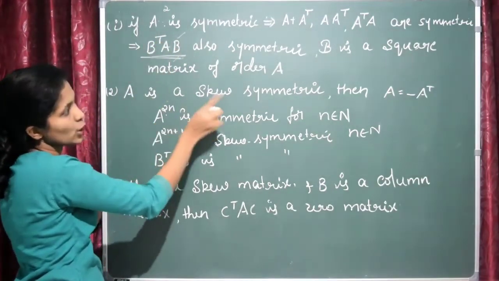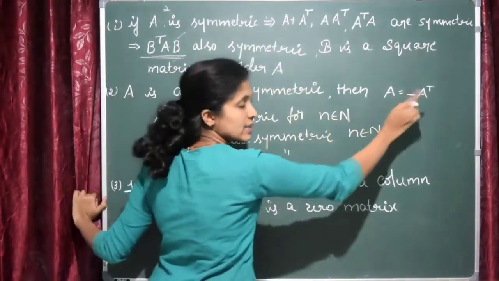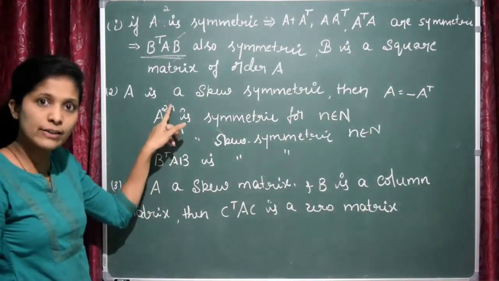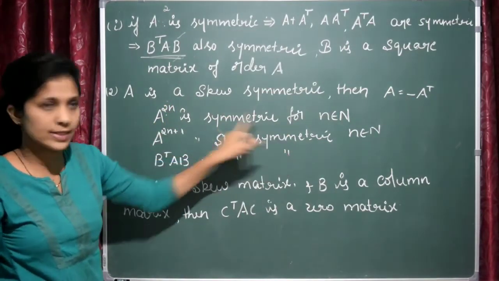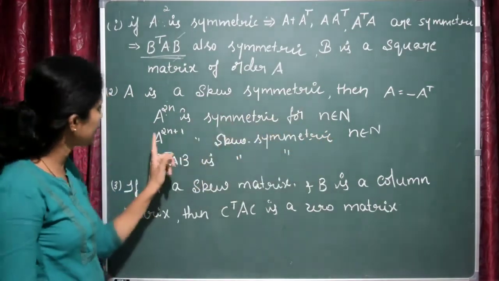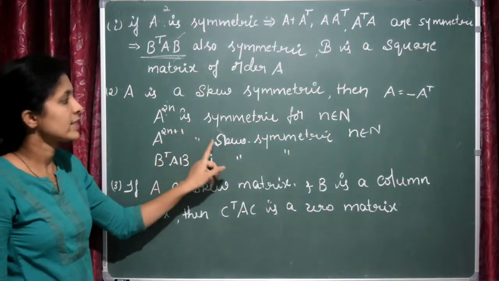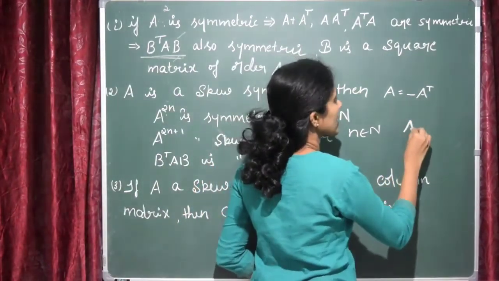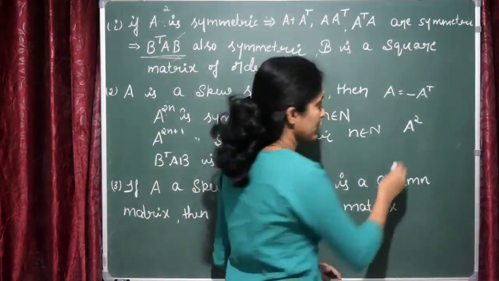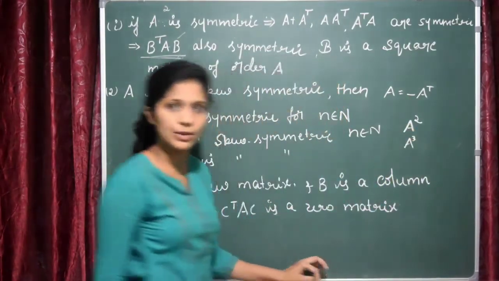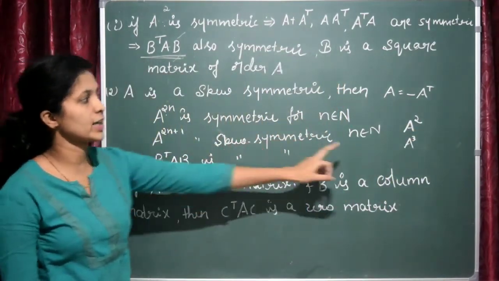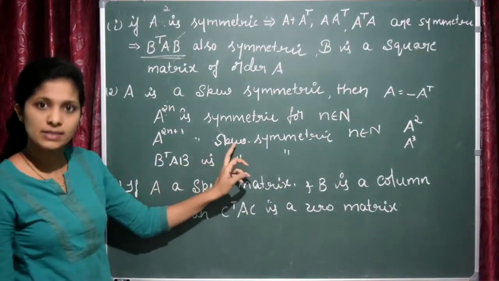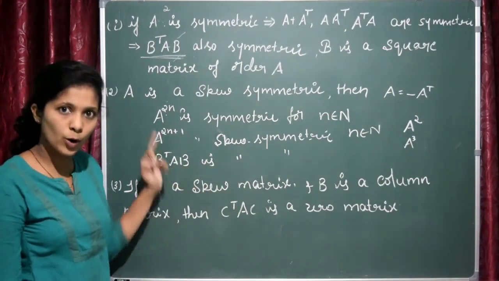Next, if A is a skew matrix, that means A is equal to minus A transpose, then A to the power 2n, that is, an even power, will be a symmetric matrix, where n belongs to the natural numbers. If it is A to the power 2n plus 1, then it is skew symmetric. So directly we can say that if A is skew symmetric, A square will be symmetric and A cube will be skew symmetric. Is it clear? Next, B transpose A B is also skew symmetric. Here B is of the same order as A.